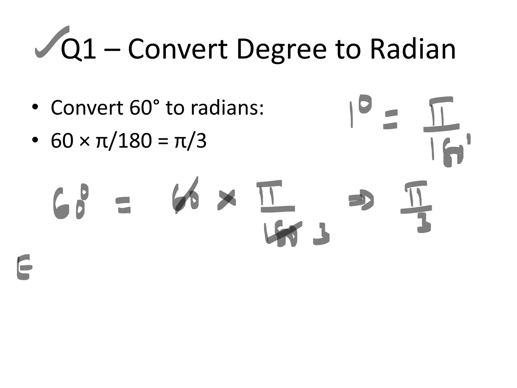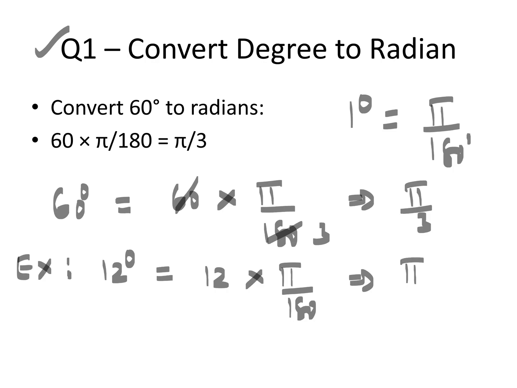Suppose I want to find 12 degrees in terms of radians. That means 12 into pi by 180, so that means pi by 15. So this is the way you can convert degrees in terms of radians.